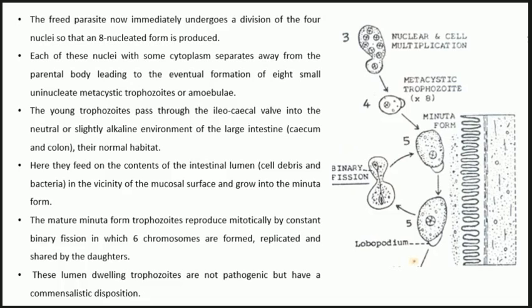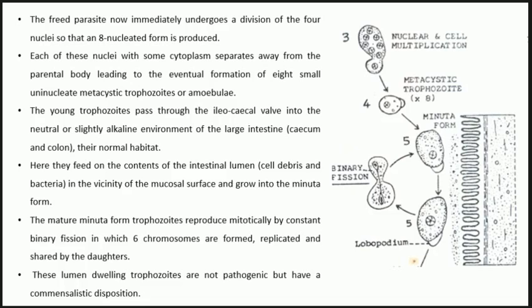Now sometimes under certain conditions some of the dividing minuta, this is the minuta form, the trophozoite form which has passed into the large intestine, sometimes cause the disease, that is the magna form. So these minuta get converted into magna. This is also possible. Now the mature minuta form trophozoite.